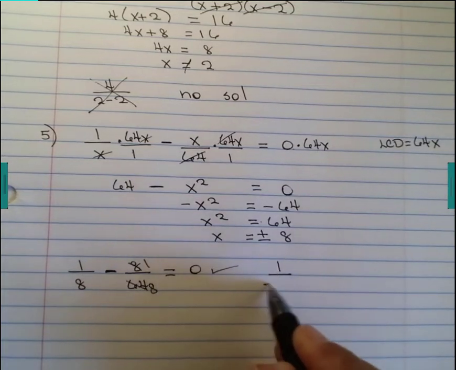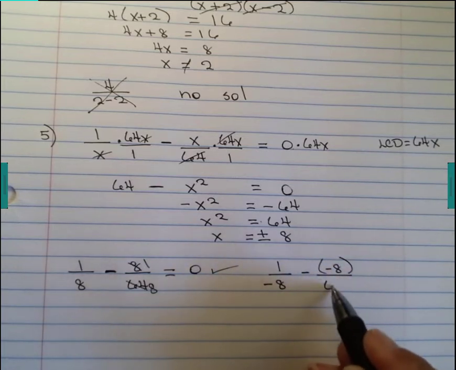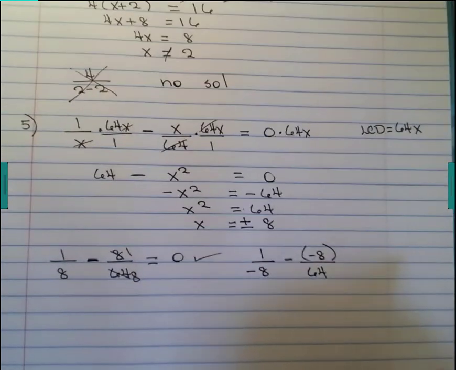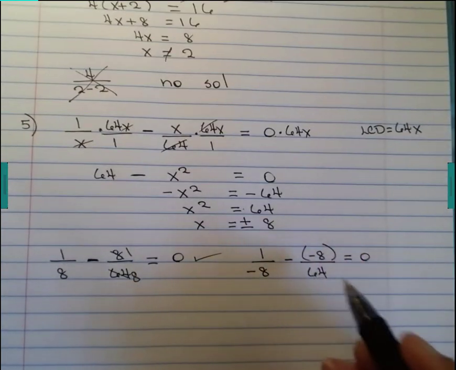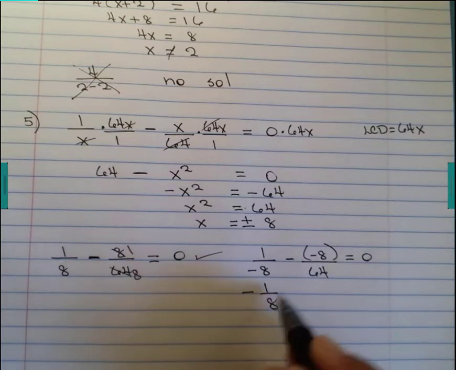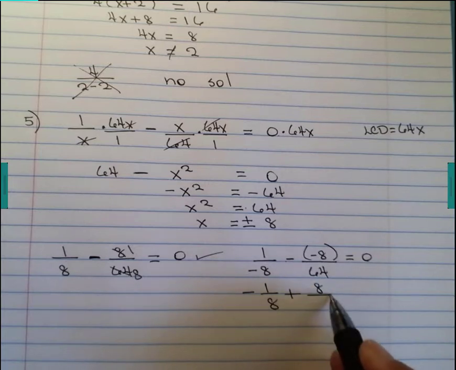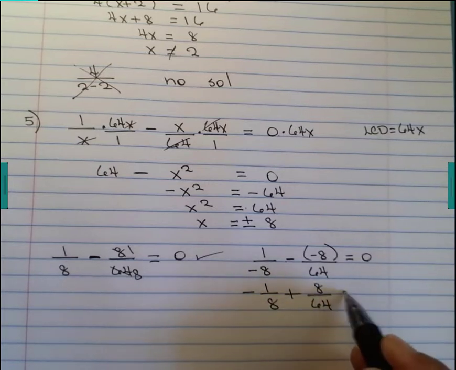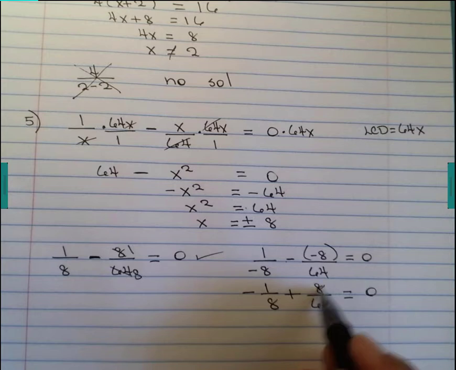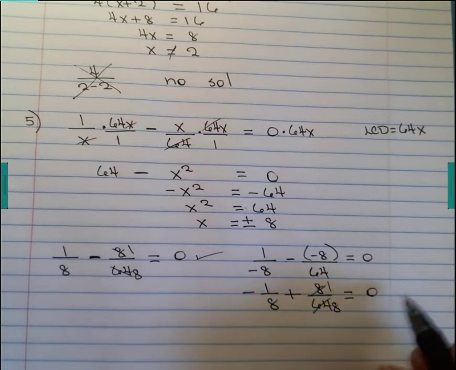1 over -8 minus -8 over 64. Well, this is a little confusing with the negatives, right? Let's change the negatives and put them out front. This is a negative 1/8. This is a positive, negative times a negative, 8 over 64, isn't it? Well, we do the same thing. We're going to reduce this. Negative 1/8 plus 1/8 is equal to 0.